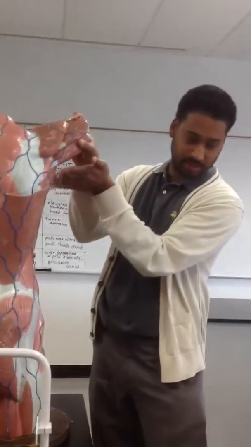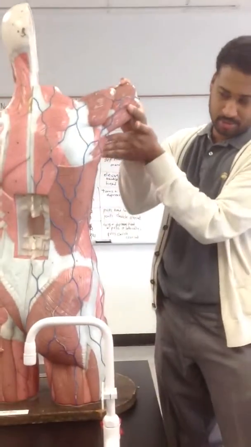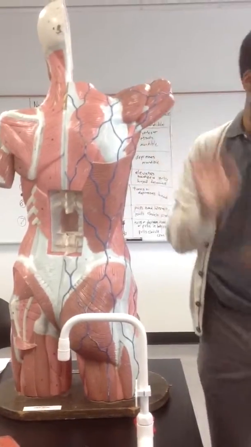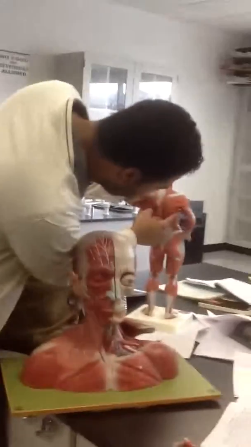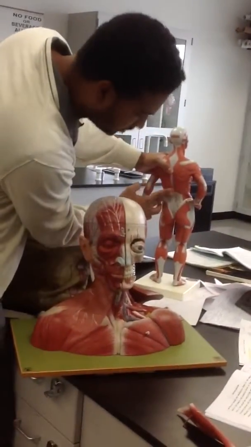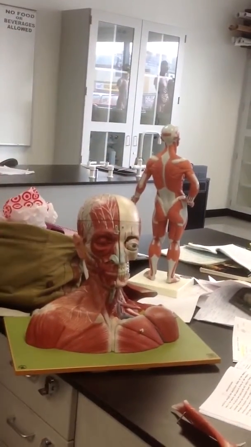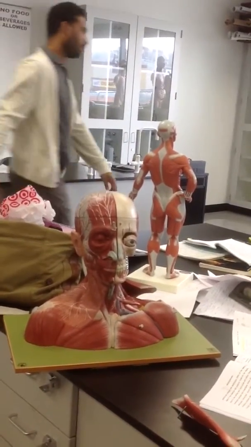Lats, the latissimus dorsi. That would be this right here. That muscle right there, that's the latissimus dorsi. That's the back muscle. Right here. This is the latissimus dorsi.